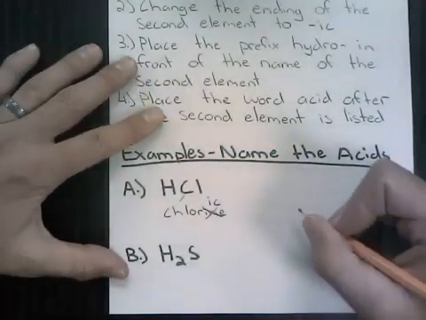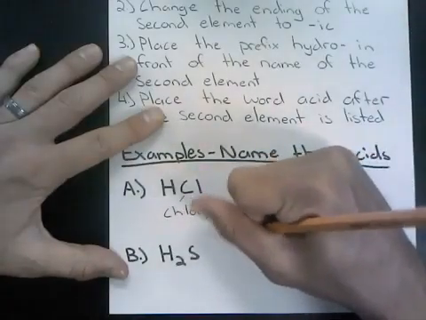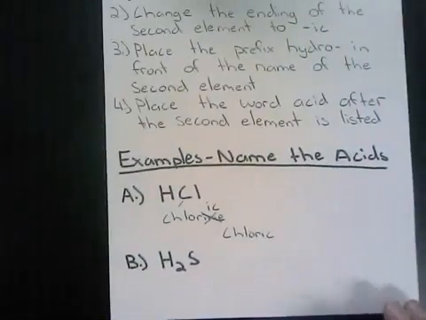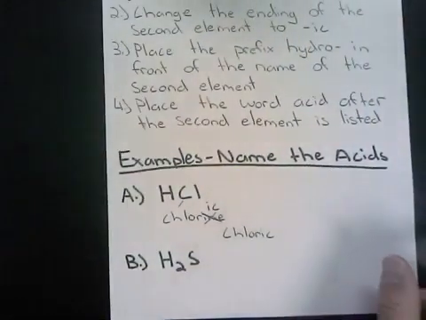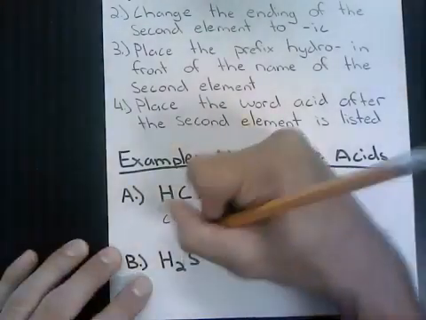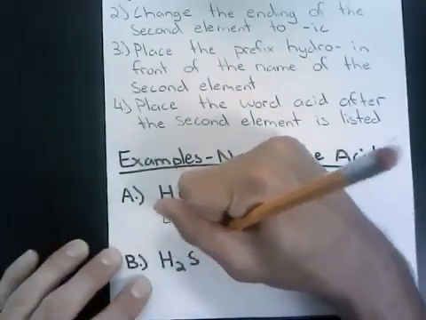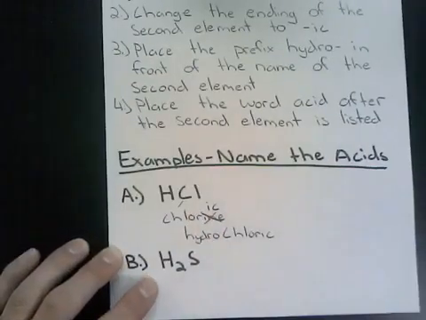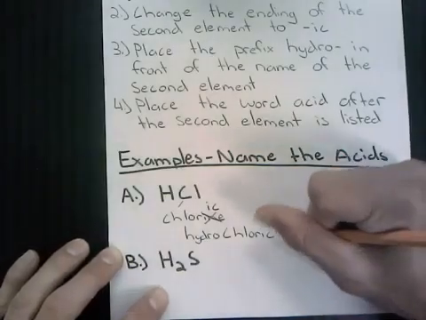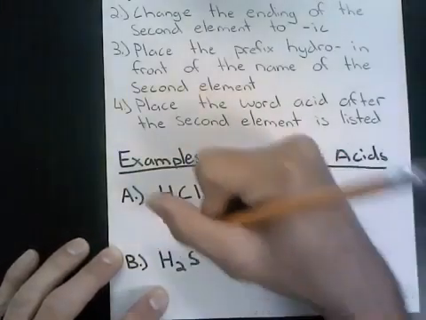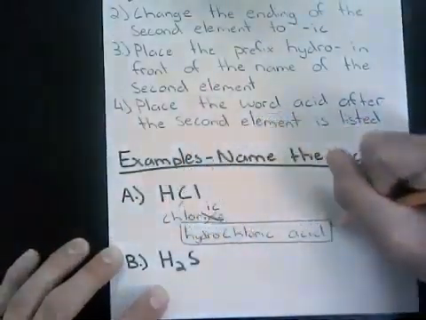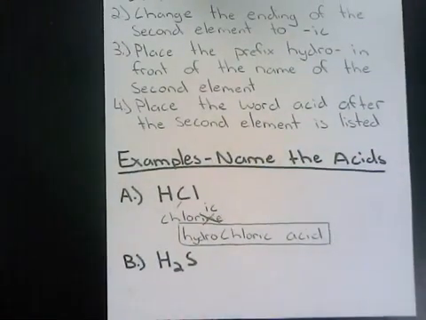Down below, I'm going to have chloric, and I'm going to go to step 3, which says put the prefix hydro- in front of that second element name. So right here we have hydrochloric, and then the last step is to make sure that's an acid. We just put the word acid behind that. So HCl, when we name it using the binary acid naming protocol, becomes hydrochloric acid.